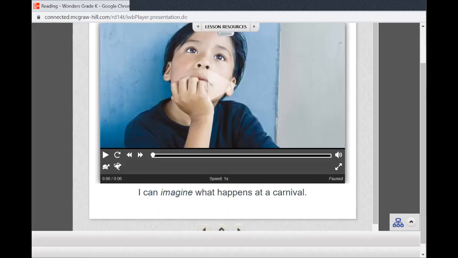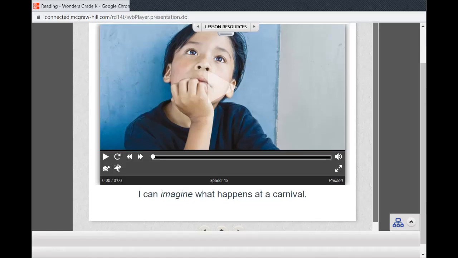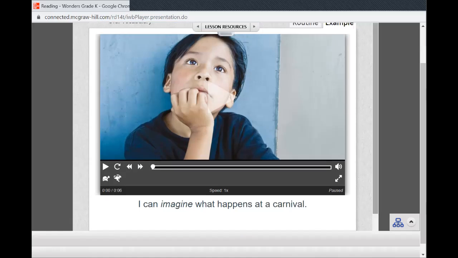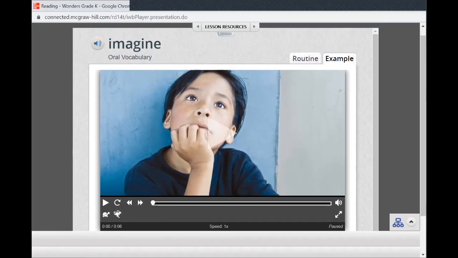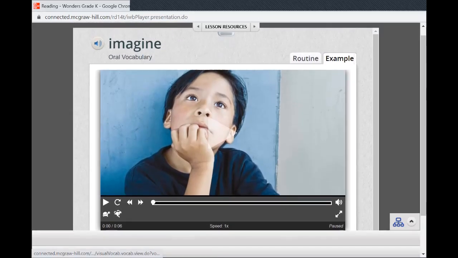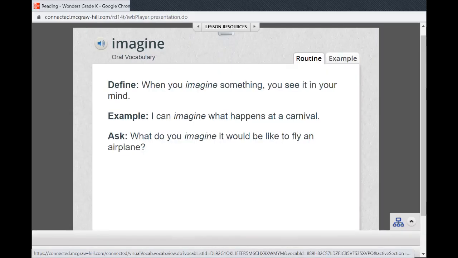All right, our next word is imagine. I can imagine what happens at a carnival. When you imagine something, you see it in your mind.